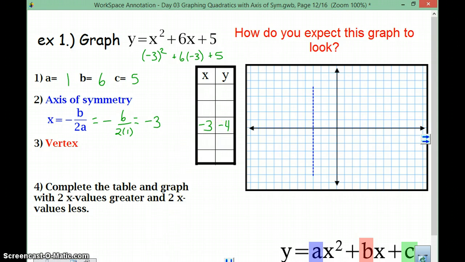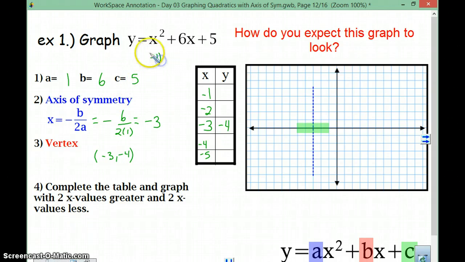Okay. What are the other points we're going to put in? Well, we want 5 points, 2 on either side. Okay, so let's take the ones that are really close. We've got negative 3. Let's try negative 4 and negative 5. And let's take, we've got negative 3. Let's take negative 2 and negative 1. Good so far? So my vertex is negative 3, negative 4. Let's plug these other points in, see what we get.